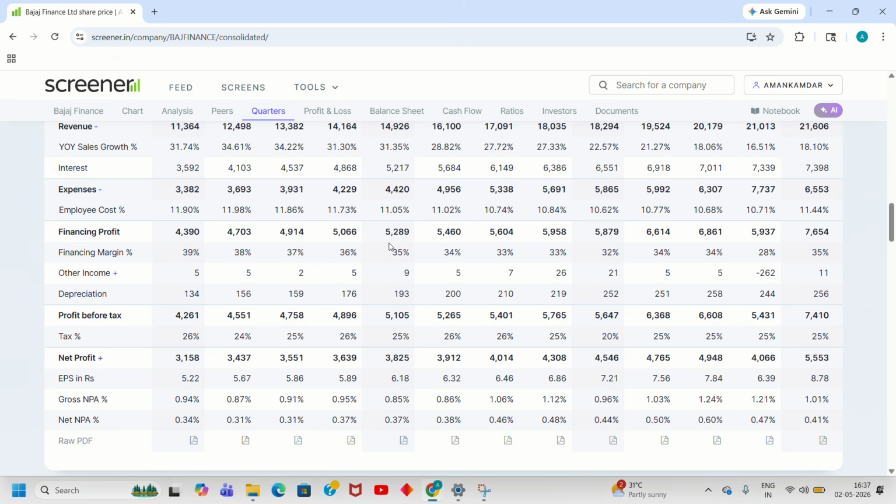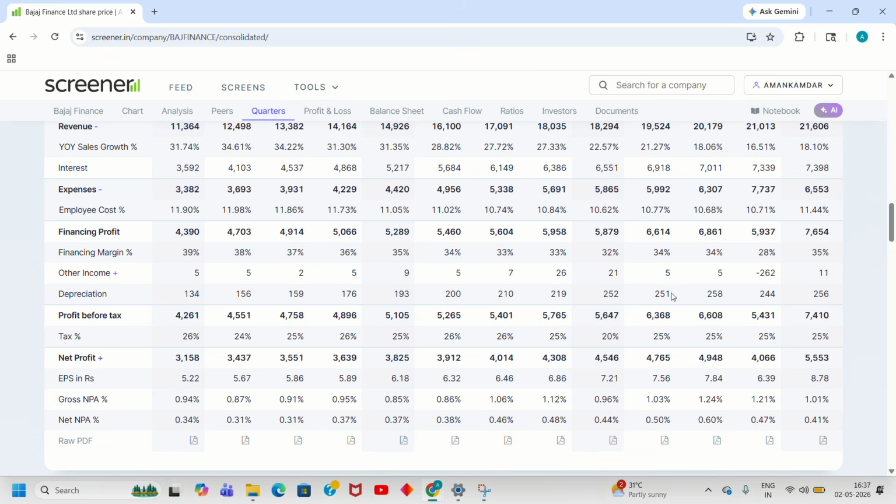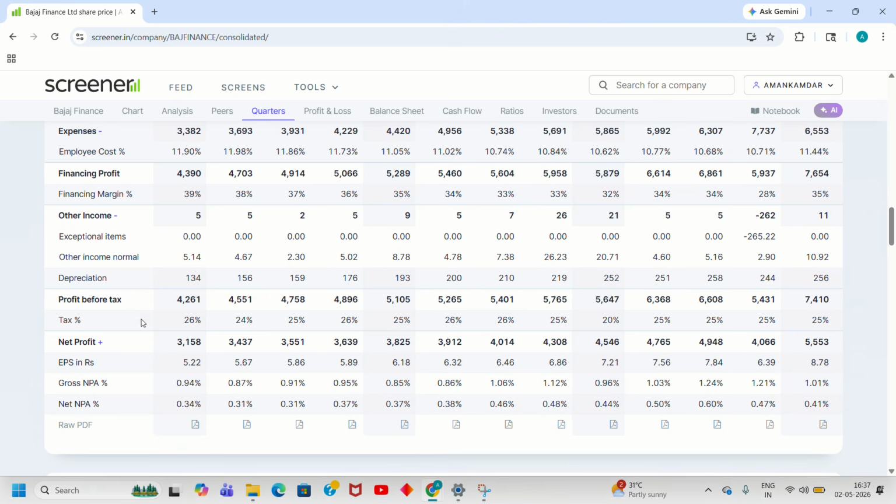And this is the financial profit as per the quarterly results. Then is the financial margin and other income. If you want to go to other income, there is one negative other income, which is an exceptional item. And other income is also there. Now the depreciation is there.